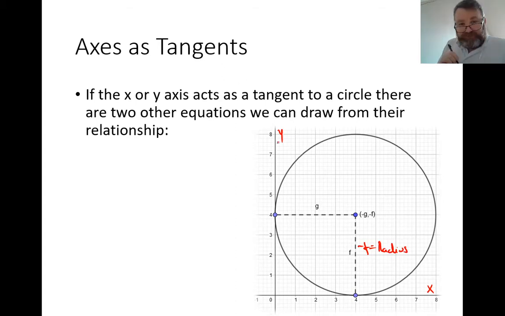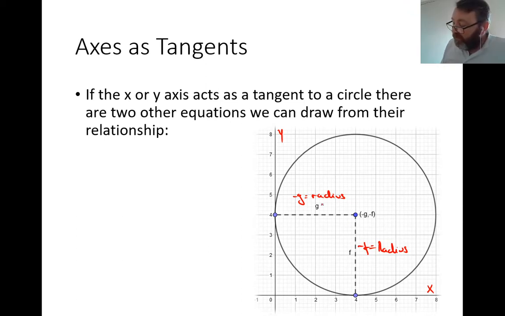If the y-axis is a tangent, then the center of the circle will be g units away from the y-axis. So this one here, minus g, will be equal to the radius. When I'm talking about minus g, minus f, I'm talking about your center. If the x-axis is a tangent, then your center will be f units away from x. If your circle has the y-axis as a tangent, then your center will be g units away from the y-axis.